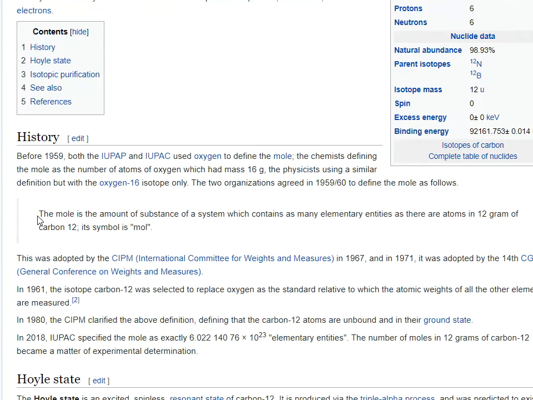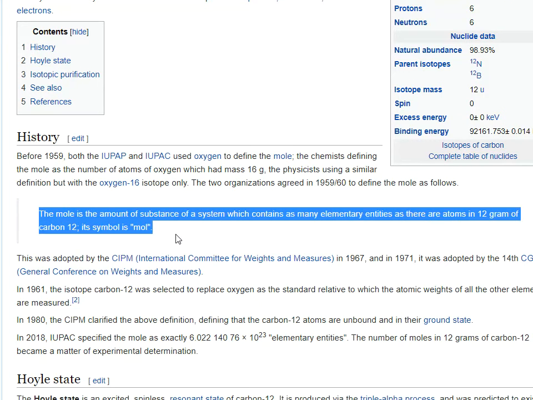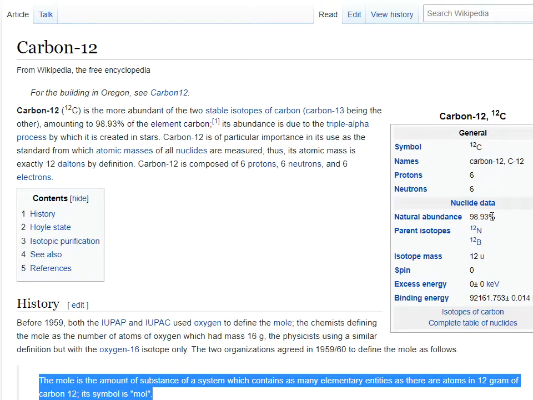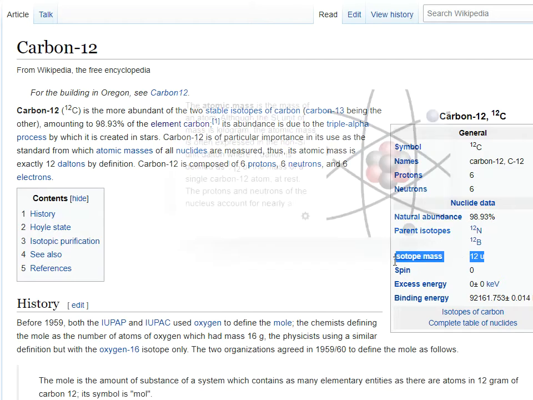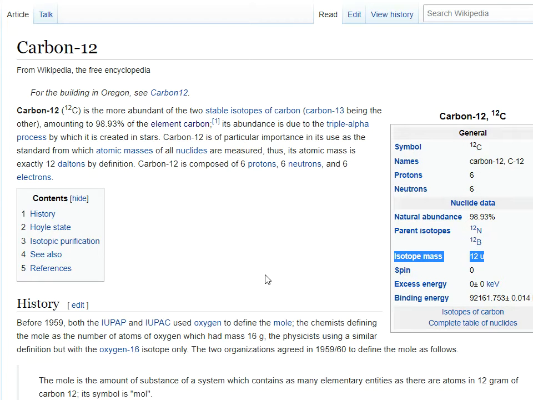I'm sorry, this is the definition of the mole. The mole is the amount of substance of a system which contains as many elementary entities as there are atoms in 12 grams of carbon-12. So this 12 U for isotope mass here is not exactly the mass of carbon-12 so much as it's the definition of the mole, i.e. the number of carbon-12 atoms that weigh 12 grams.